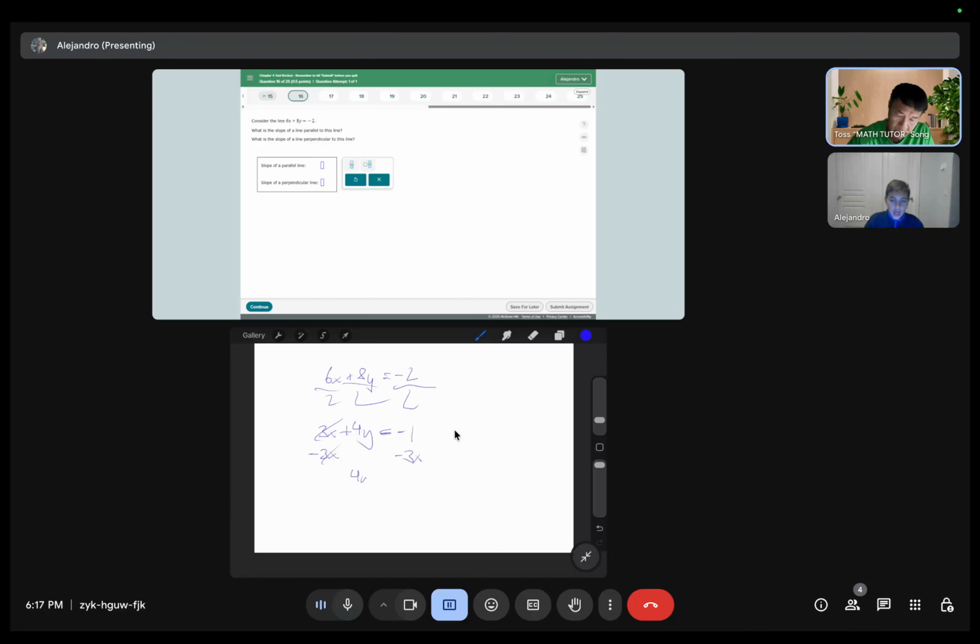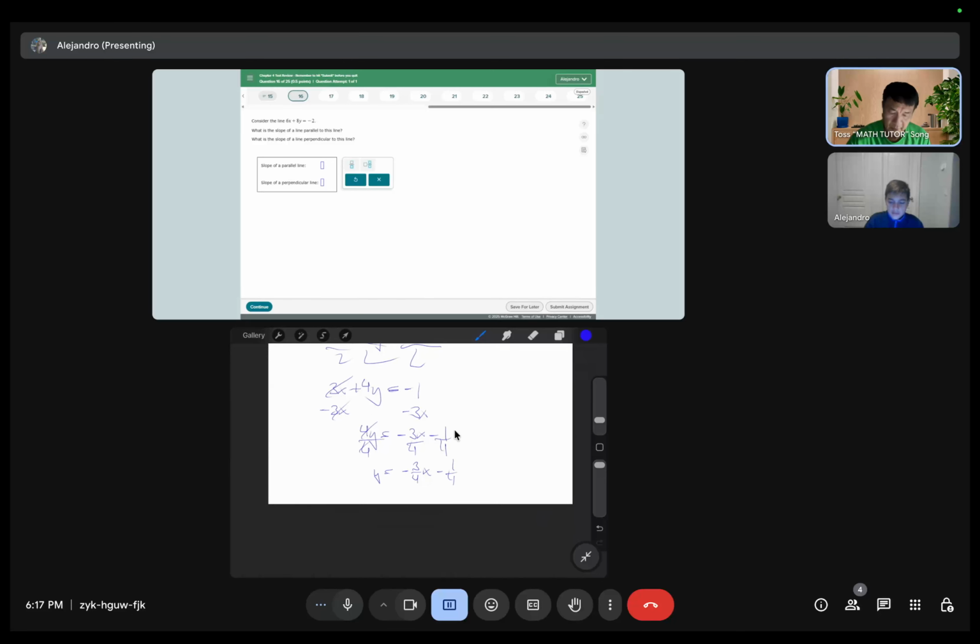You're left with 4y, and then you want to write this one first, so that it looks like slope intercept form, -1. Then divide everything by 4. So y equals -3/4 x minus 1/4. I'll put the negative right in the front here. You don't need the -1/4.